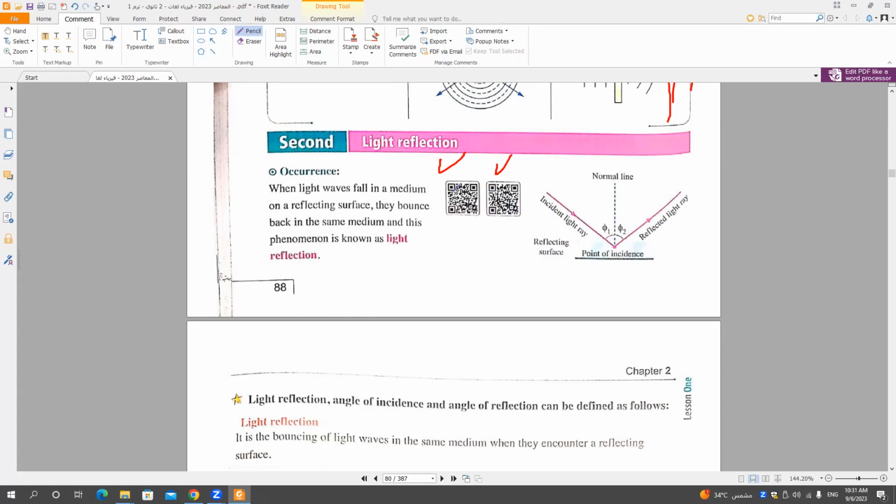Okay, so we have two types of light reflection: regular and irregular reflection. Regular, when the light rays fall on a smooth and shiny surface, we will get regular light reflection. Okay, طيب. Light reflection is the returning back of light when it falls on the reflecting surface. This is the incident light ray, and this is what, شباب, the reflected light ray. And the dotted line is the normal line, the perpendicular to the reflecting surface at the point of incidence, as we studied in the prep stage.